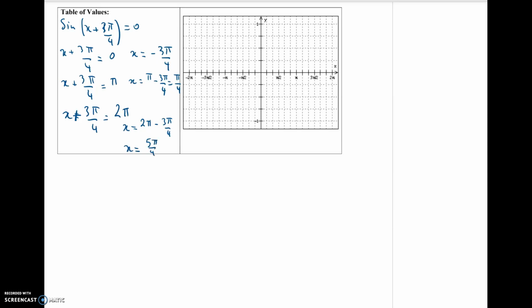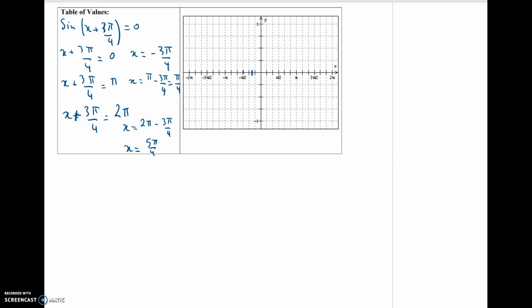So when x equals 5 pi over 4, the sine of my angle will be equal to 0. So the sine of my angle equals 0 when? We have 3 pi over 4. So if pi over 2 is right here, half of it will be right there.